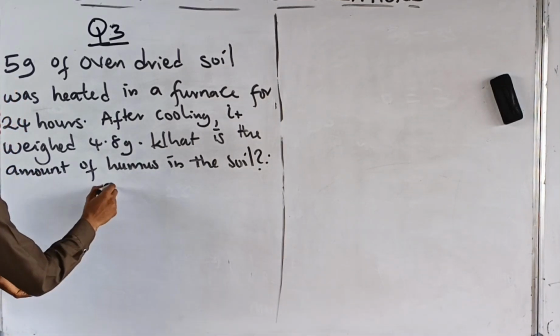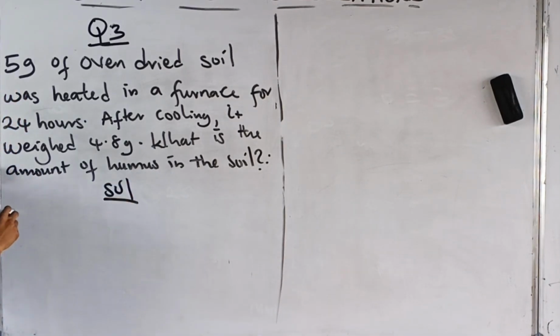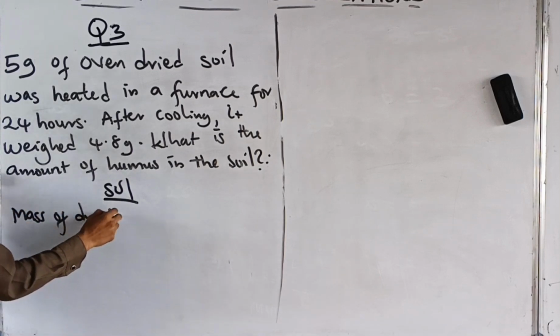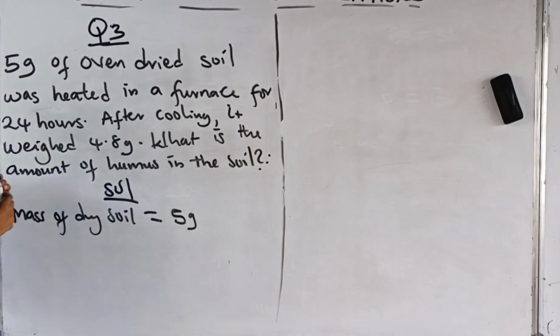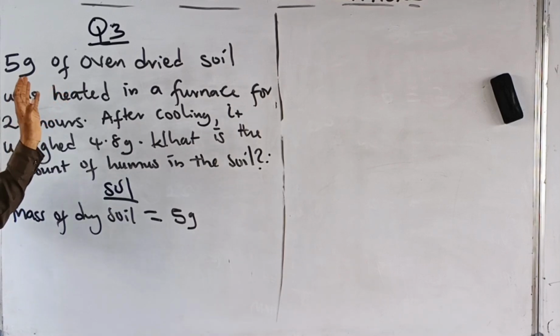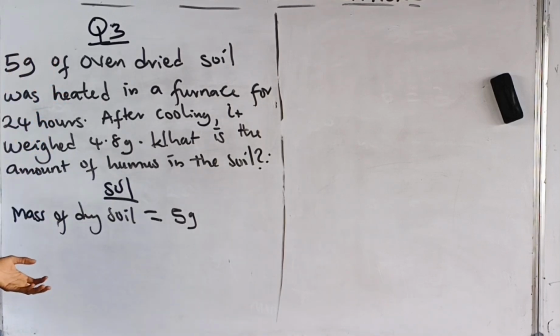Now, mass of dry soil is equal to what? 5 grams, right? Because this is dried already. It's oven dried, no water. In this question, can you calculate percentage water? You cannot, because the mass of wet soil was not given.